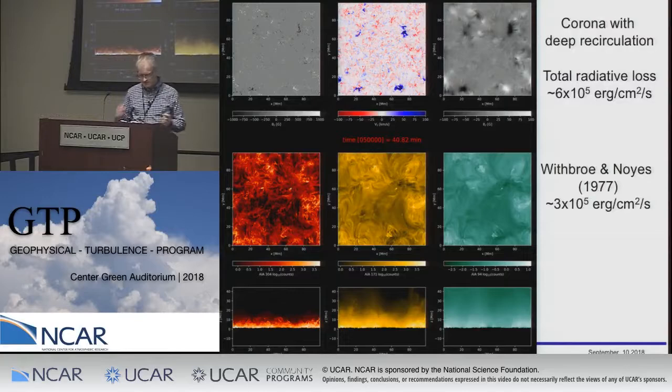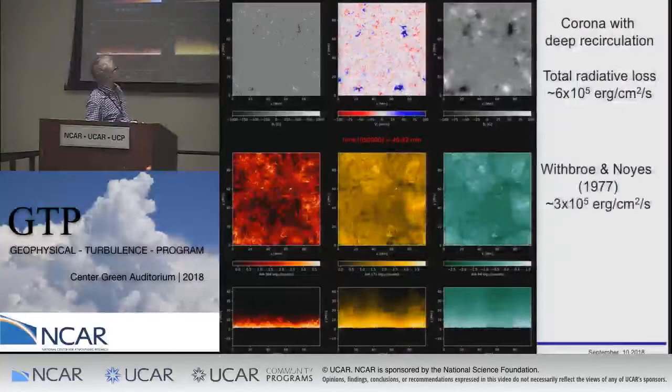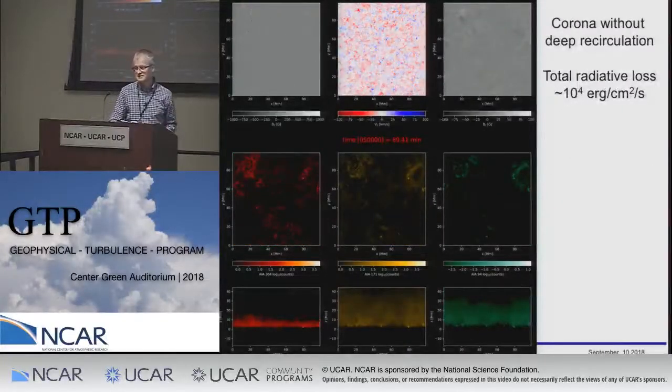It's about 6 times 10 to the 5 ergs per square centimeter per second, which is, at least within a factor of 2, what is typically estimated for the quiet sun. So this large-scale flux imbalance also leads to the right amount of energy flux to maintain a corona. And if you switch back to a dynamo model which only has the shallow recirculation on the same scale, the corona looks about a factor of 50 or 60 dimmer.